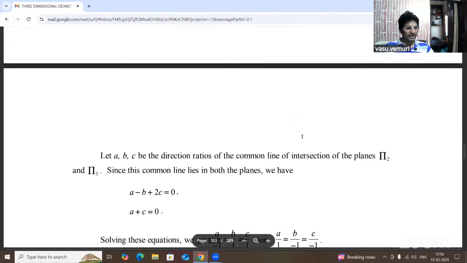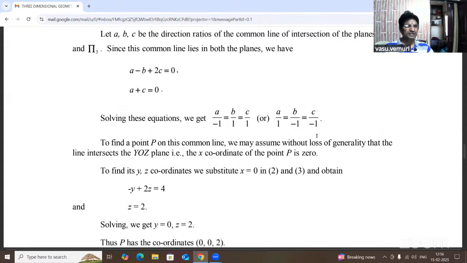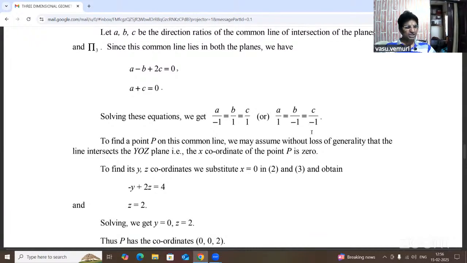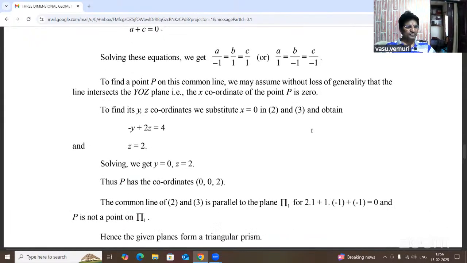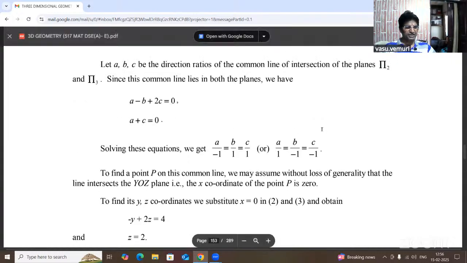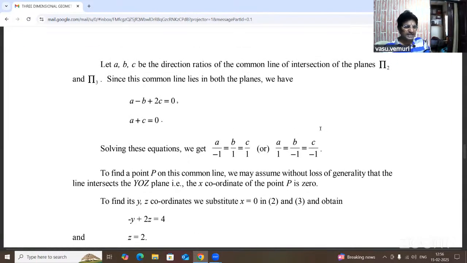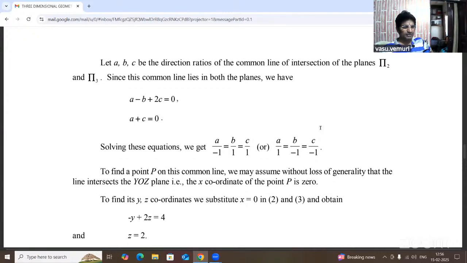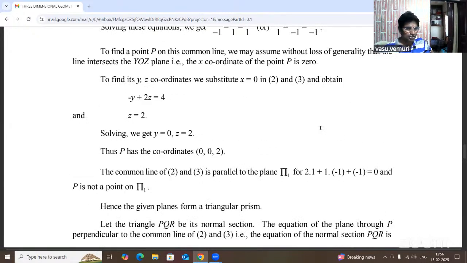Okay. To write the ABC values from the coefficients of 1, minus 1, 2. So A minus B plus 2 is equal to 0. From the XYZ coefficients, A plus C equal to 0 from the third equation. To find the values of ABC, so 1, minus 1, 1, minus 1 is here. Now, suppose X equal to 0 in the second and third equation, we are getting the values of y and z. Y is also 0, z equal to 2. So the coordinates of the point are 0, 0, 2.